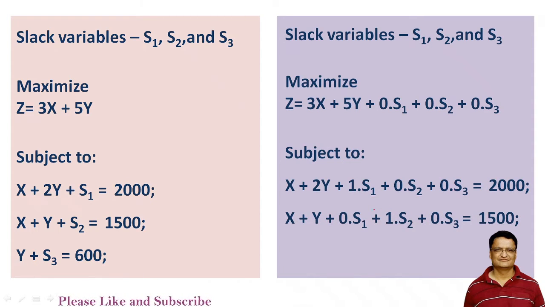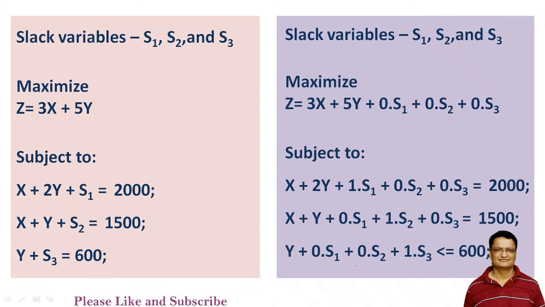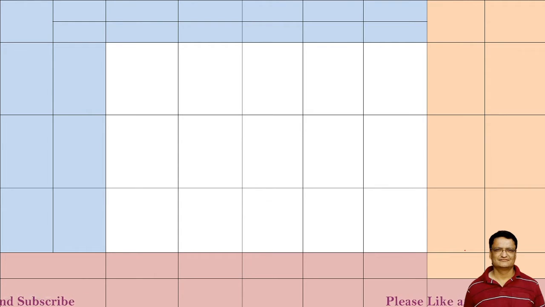Similarly, in the second constraint, I have added a 0 coefficient for s1 and a 1 coefficient for s2. You can compare this over here. In the third constraint, I have added a 1 coefficient for s3, and the other two, s1 and s2, are 0. This is my standard linear programming model which I need for preparing the table required for the simplex method. Now let us move to the simplex method table.